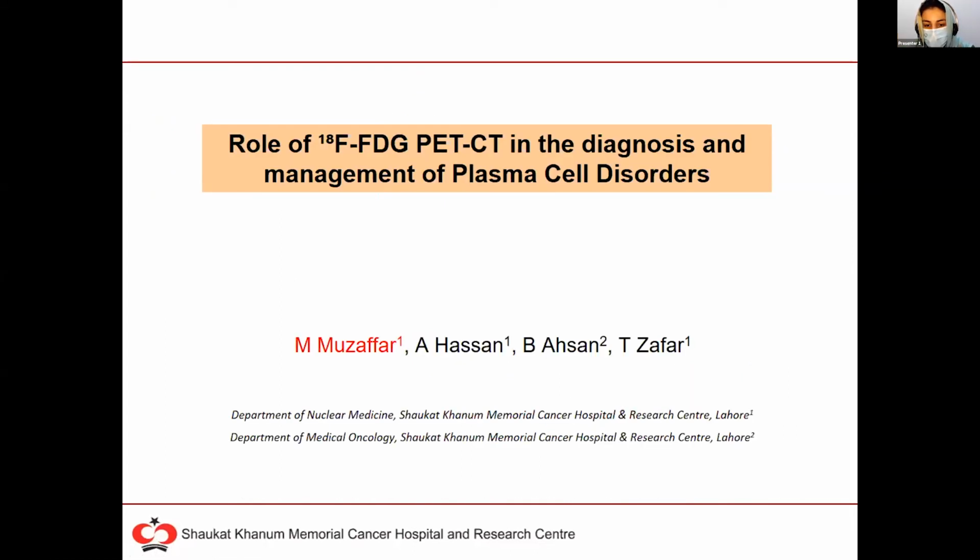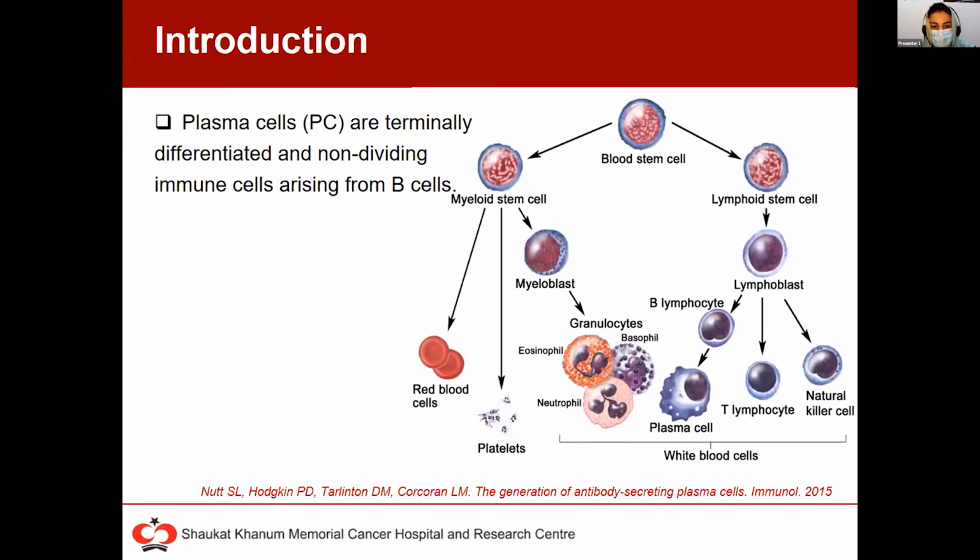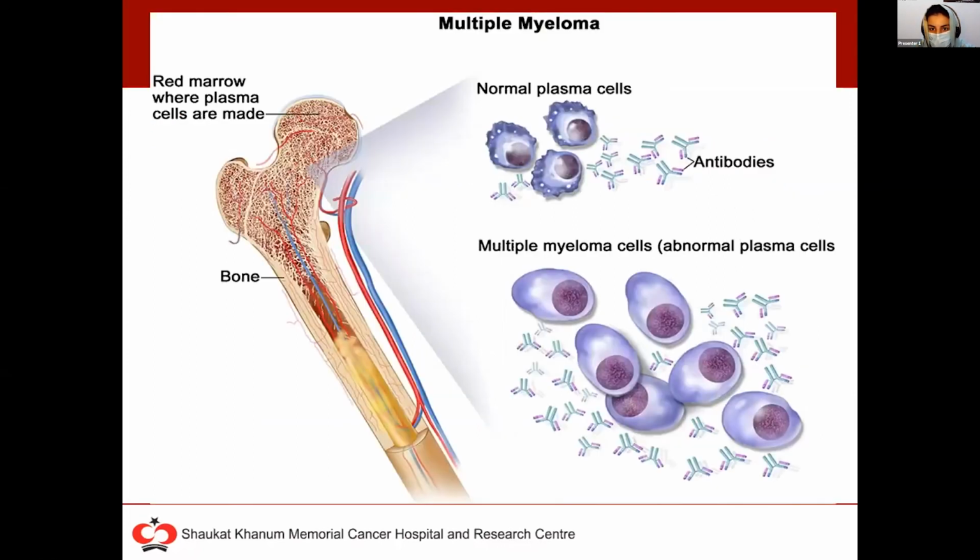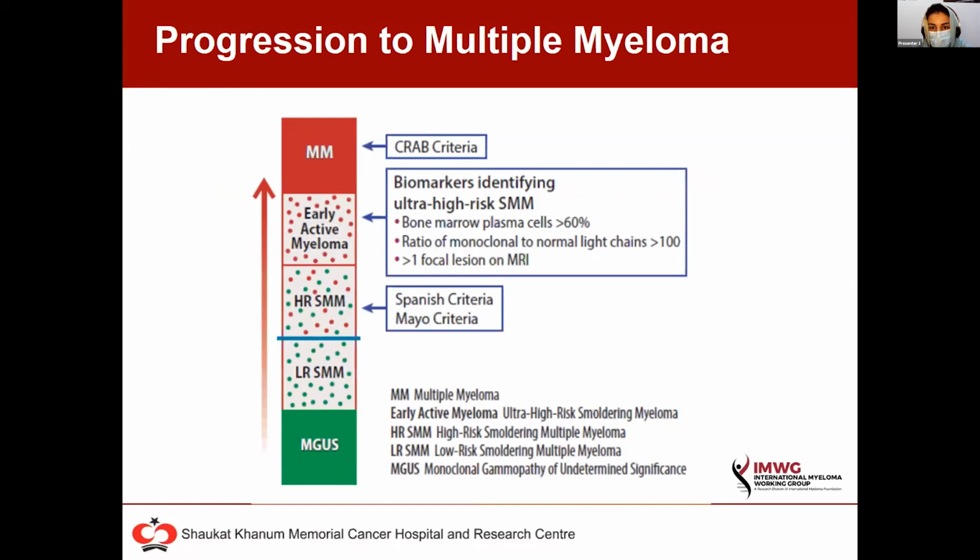I am Dr. Maida Muzaffar from the Nuclear Medicine Department, and I'm going to discuss the role of F18 FDG PET-CT in the diagnosis and management of plasma cell disorders. Plasma cells arise from B cells, and plasma cell disorders are a cytogenetically heterogeneous group of plasma cell proliferative disorders. They secrete abnormal immunoglobulins, monoclonal M proteins, which are heavy chain and light chain restricted immunoglobulins.